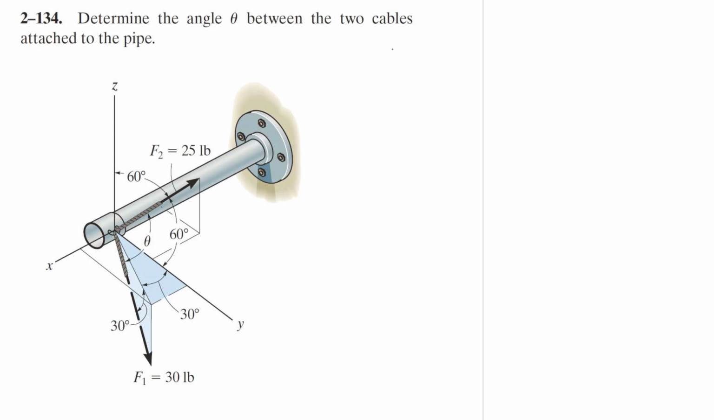To find the angle between two things, we remember that the dot product of one thing with the other is F1 F2 cosine theta. So if I can find F1 and F2, then I'd be able to find the angle between them. I'm not sure which one I want to start with, so I might as well start with F1.